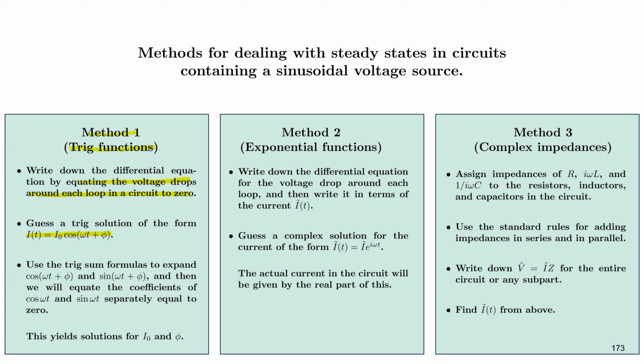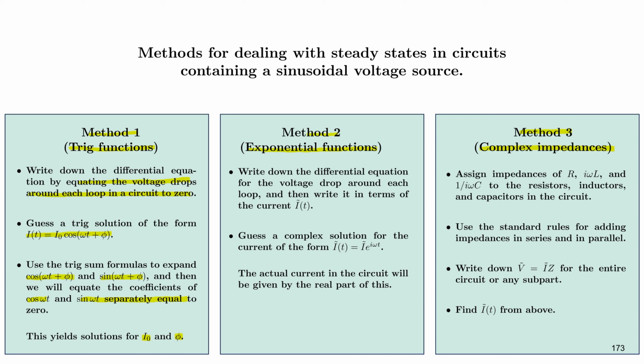In the next step, we'll expand cos(omega t plus phi) and sin(omega t plus phi) using the trigonometric formulae, and then equate the coefficients of cos omega t and sin omega t separately equal to zero. And from this, we can get the solutions of I0 and phi. So this was the method we have been following till now. We'll learn two more methods, that is the method involving exponential functions and the method involving complex impedances.